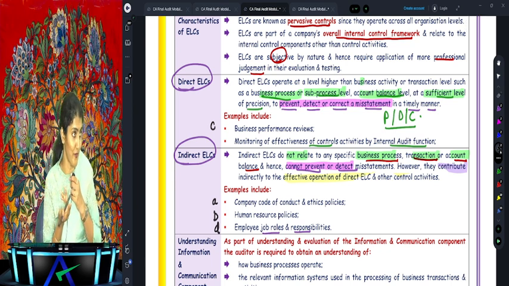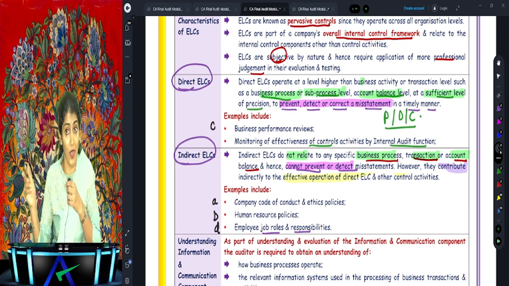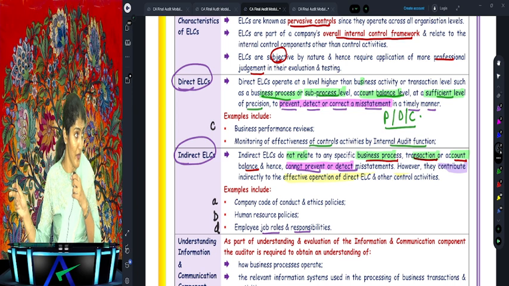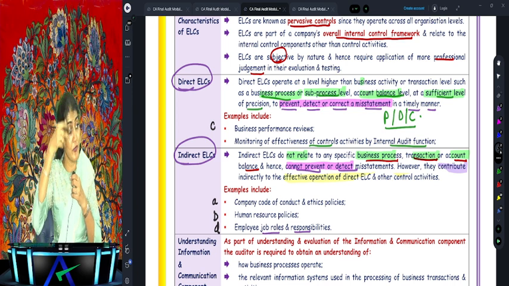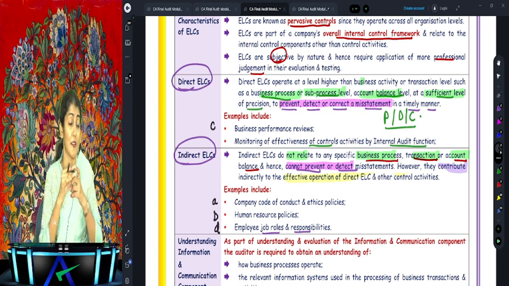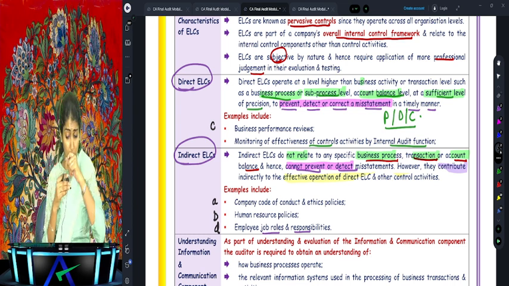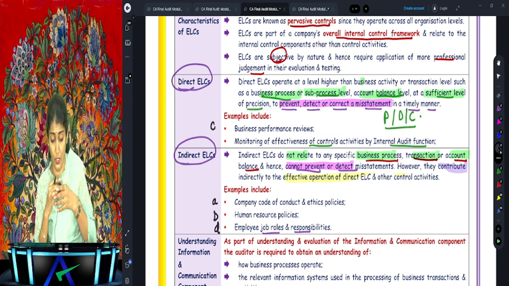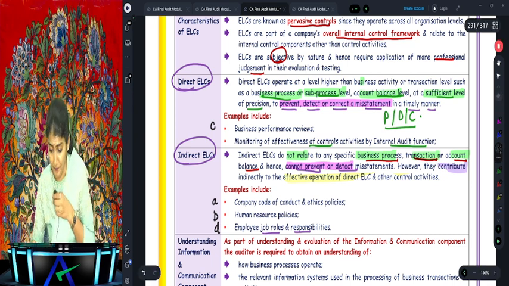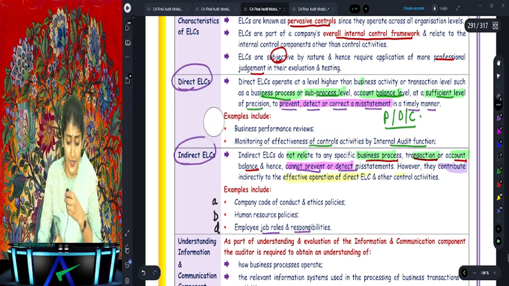Business performance review. So you know how the questions are coming. Everywhere I'm telling you how the MCQs are coming in the exam. You understand? So what does it say? Which of the following is not an indirect ELC? So business performance review, internal audit, these are direct ELCs. And code of conduct, human resource policies and practices, employee jobs and responsibilities, these are the indirect ELCs.